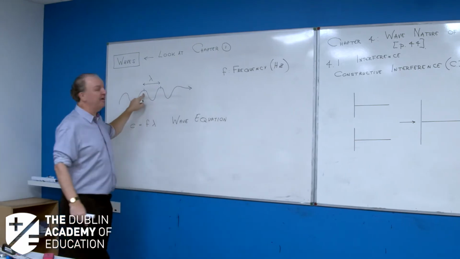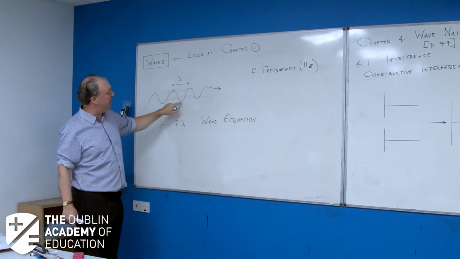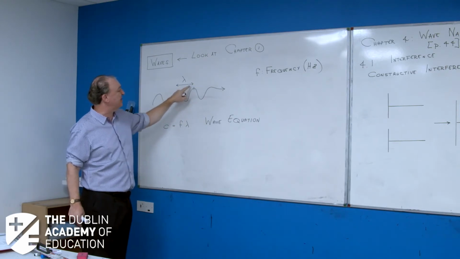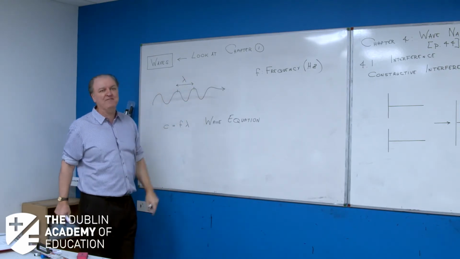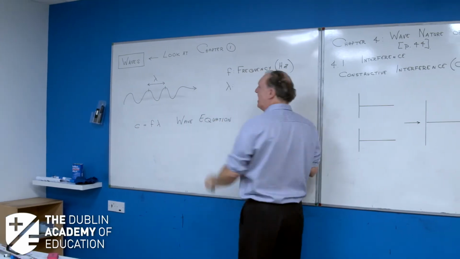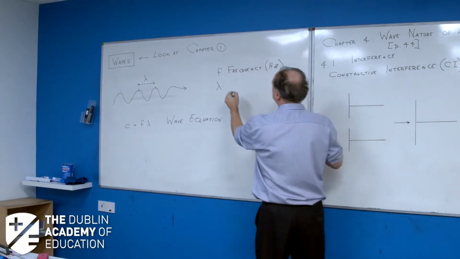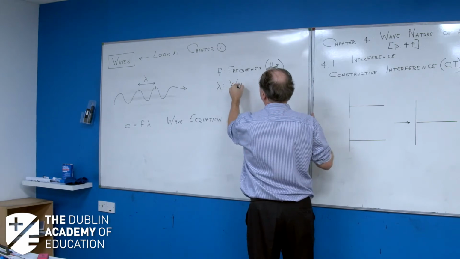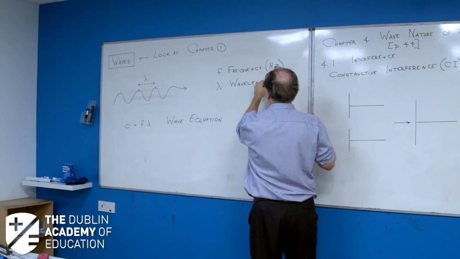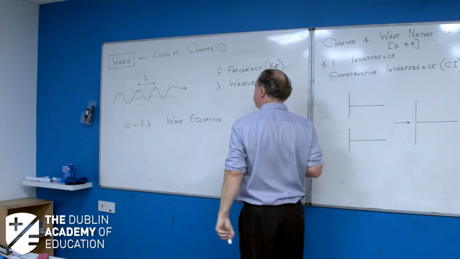The top of a wave is called a crest, and the bottom of a wave is called a trough. The distance from crest to crest is called the wavelength. And the letter we use for wavelength is a Greek letter called lambda. So lambda stands for the wavelength. We'll measure that in meters.